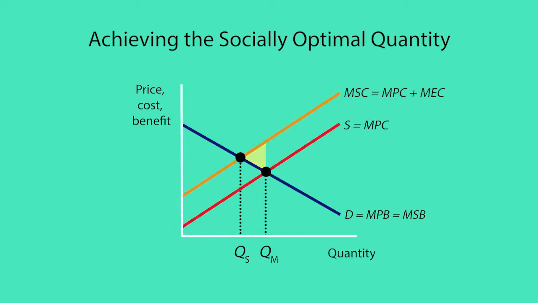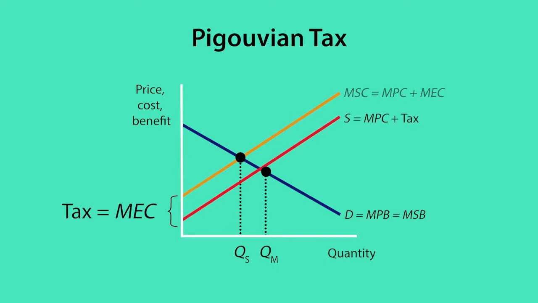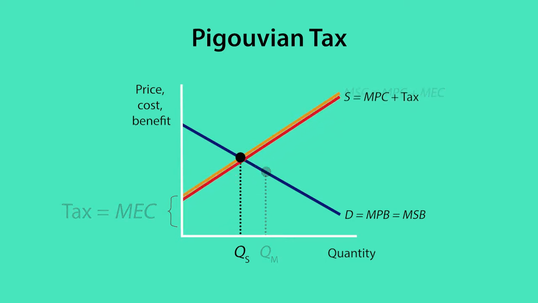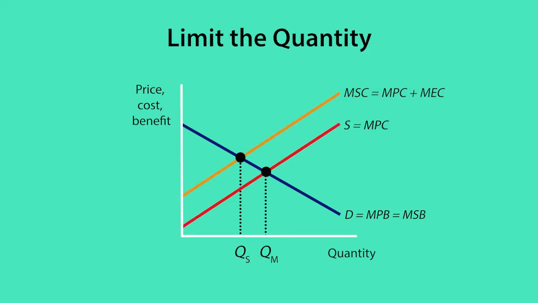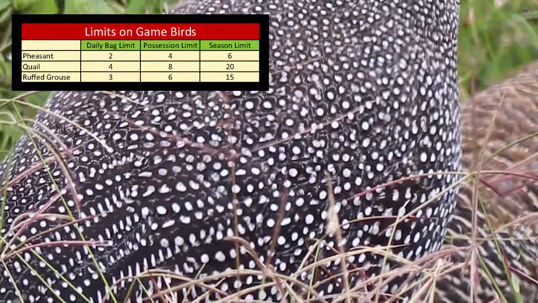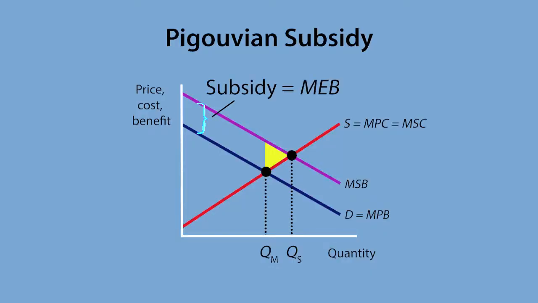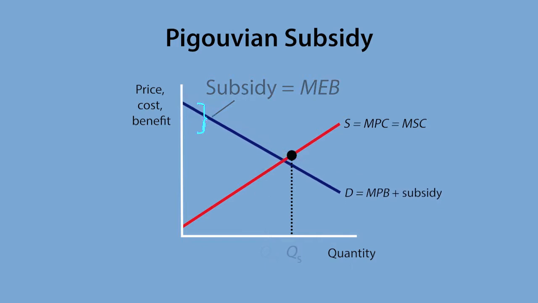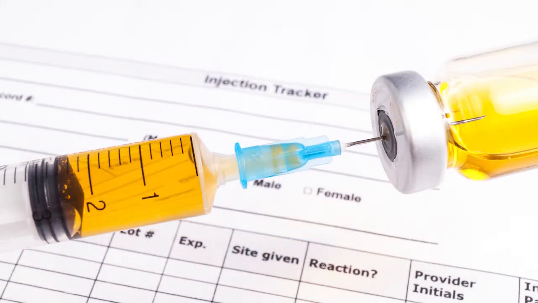To eliminate the deadweight loss from a negative externality and achieve the socially optimal quantity, the government could impose a Pigouvian tax, which is a tax equal to the marginal external cost. That would cause decision makers to internalize the cost of their decisions and make the best decision for society. Another option is for the government to limit the quantity to the socially optimal quantity, just as the government limits hunting and fishing in some cases. Likewise, a Pigouvian subsidy equal to the marginal external benefit would eliminate the deadweight loss from a positive externality. The government could also require the socially optimal quantity of the good, just as the government requires vaccinations and education.